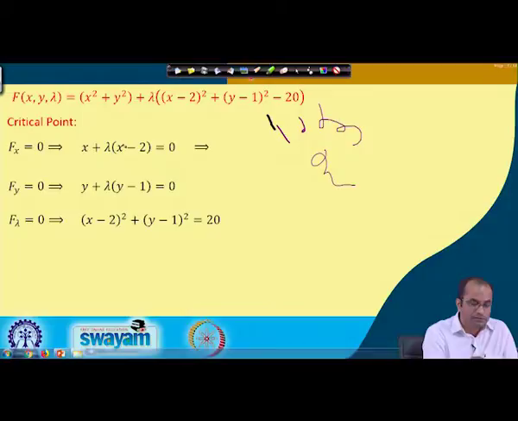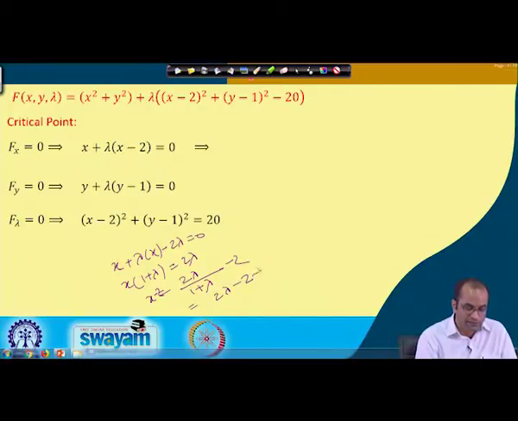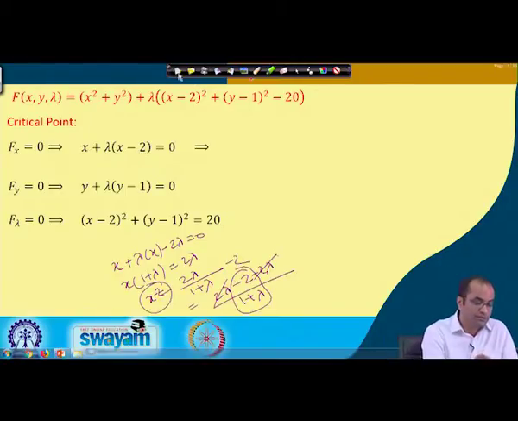Let us look at the first problem here. We have x and we have lambda x, and then we have minus 2 lambda is equal to 0. So, x times 1 plus lambda is equal to 2 lambda. So, x is 2 lambda over 1 plus lambda. If we want to get x minus 2, then x minus 2 is 2 lambda over 1 plus lambda minus 2. So, in this case, minus 2 over 1 plus lambda is the value of x minus 2 from this equation number 1.